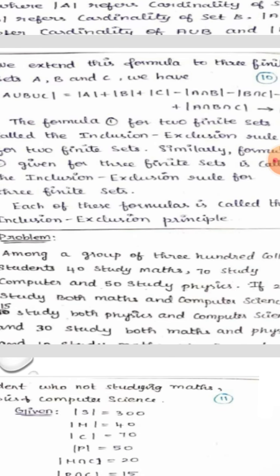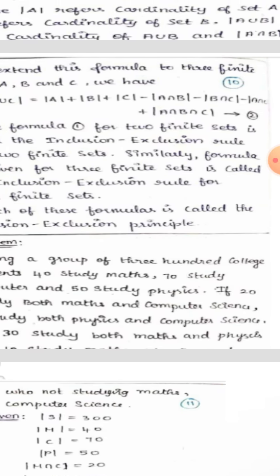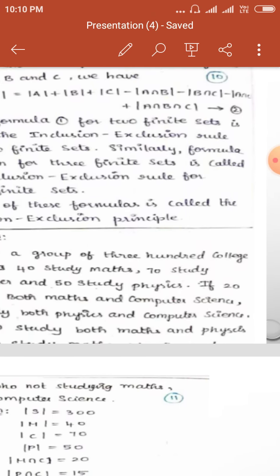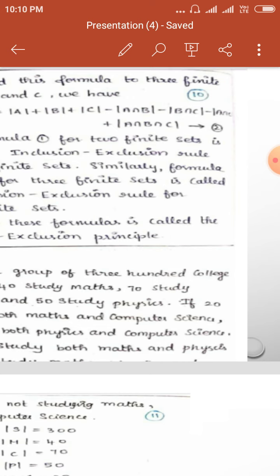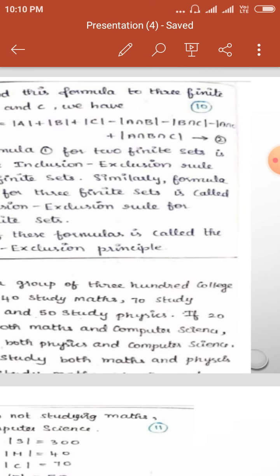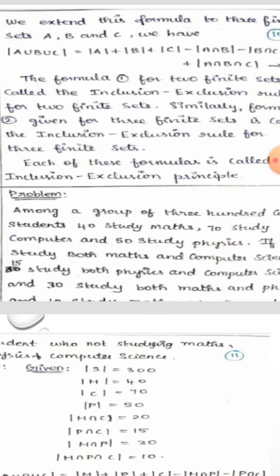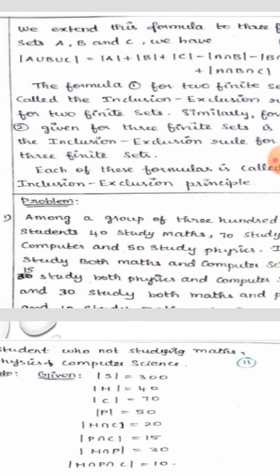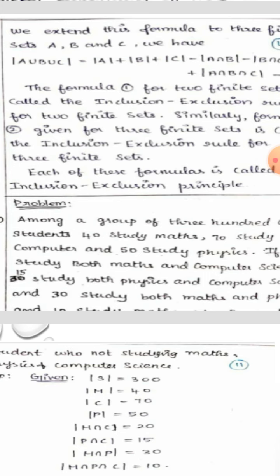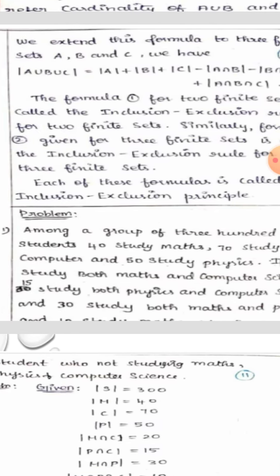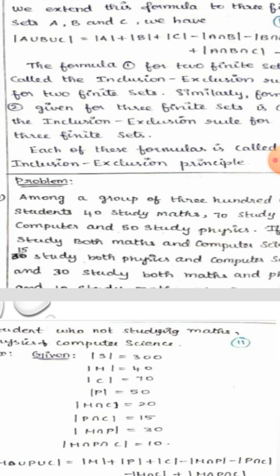What's the formula? Modulus of A union B union C is equal to modulus of A plus modulus of B plus modulus of C minus modulus of A intersection B minus modulus of B intersection C minus modulus of A intersection C plus modulus of A intersection B intersection C. So this is nothing but the principle of inclusion and exclusion for three variables. The first formula is for two finite sets and this formula is for three finite sets. So this is the principle of inclusion and exclusion.